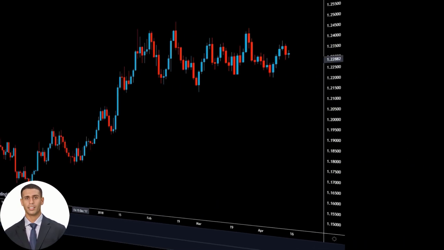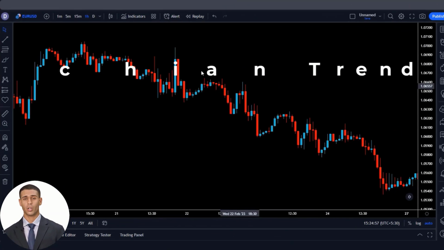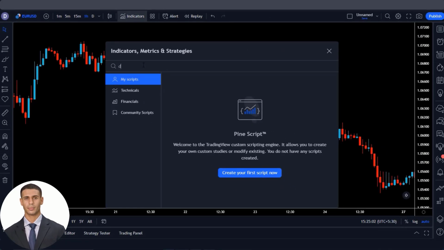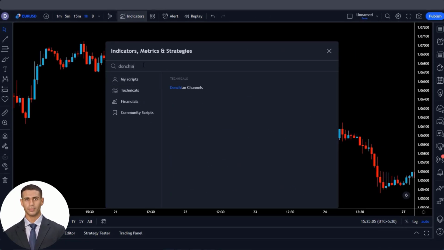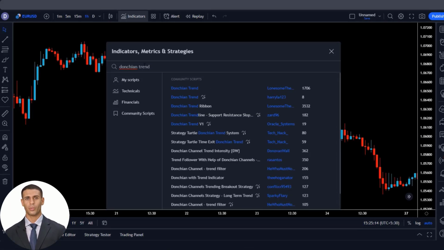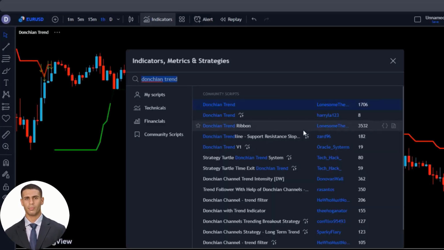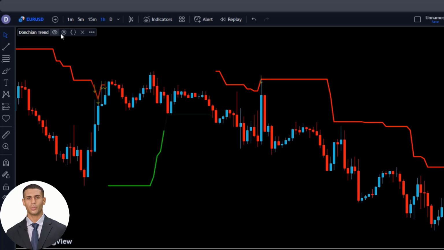So in third place, we have a trend filter indicator called Donchian Trend. Click on Indicators, then type here Donchian Trend, and select this one by LonesomeTheBlue. Also, I'm going to be using the 1-hour time frame for this showcase, just so you know.